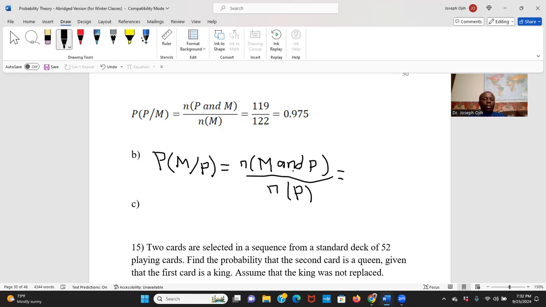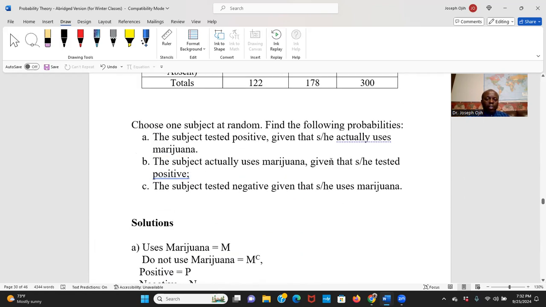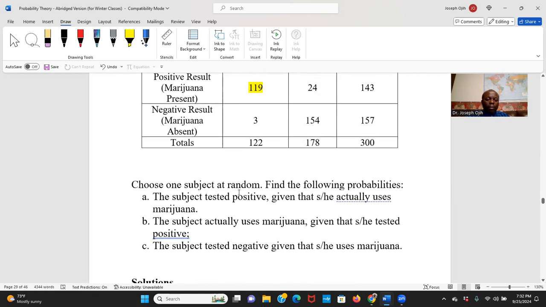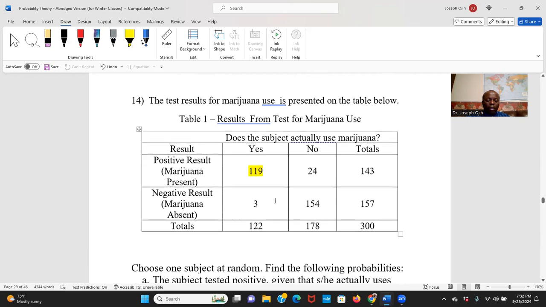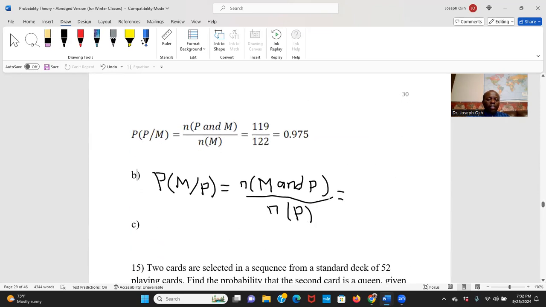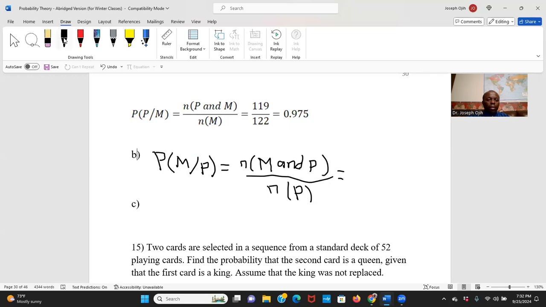That equals, now marijuana use and positive results, you can see it from here. Yes, they use marijuana and they tested positive. It says 119, so you're going to find the same 119.